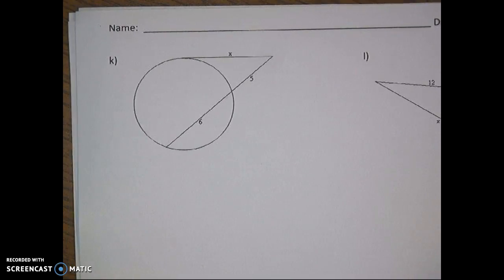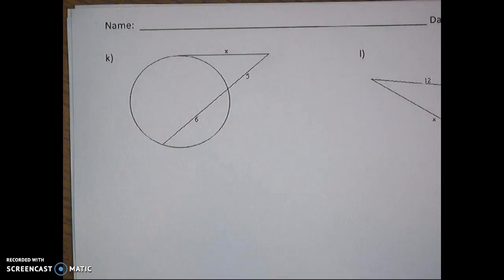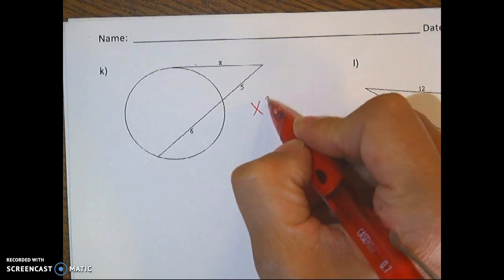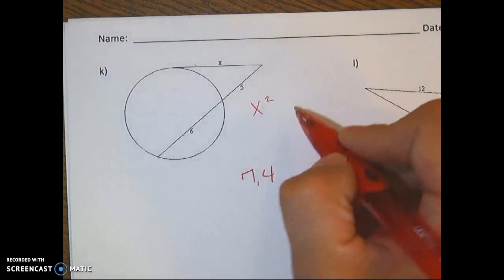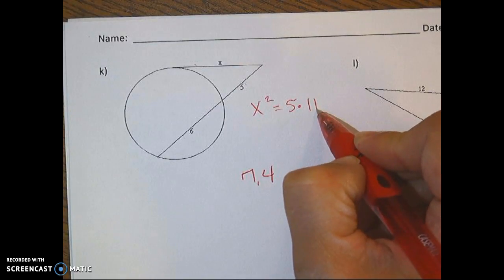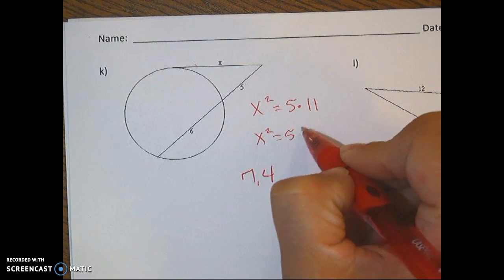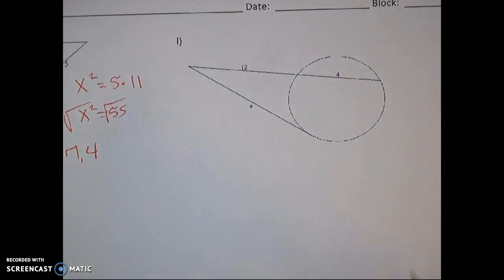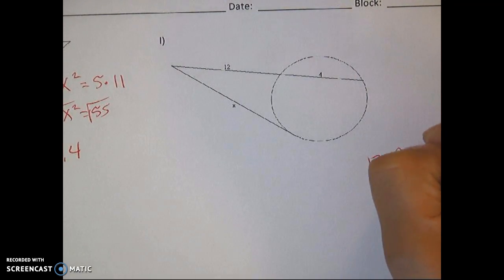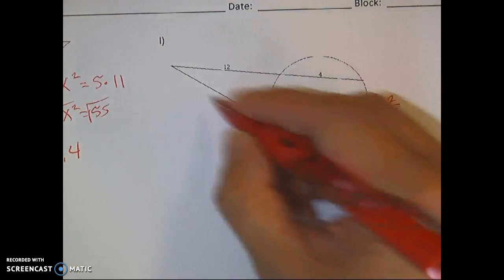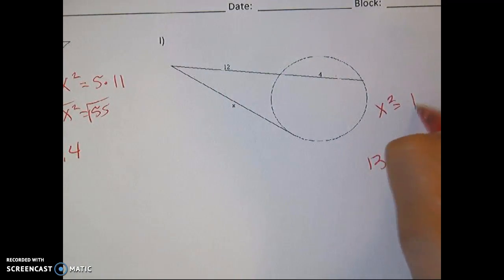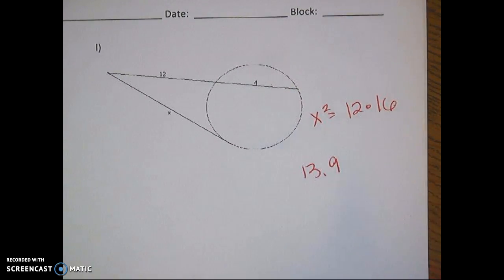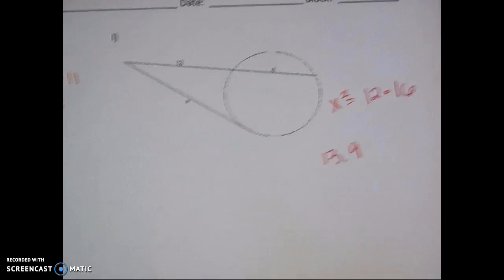Alright, with K, again, you were supposed to pause the video and do that one. You should have gotten about 7.4. That is your answer. This is the one where x squared equals 5 times the whole segment, which is 11. So it'll be x squared equals 55. Take the square root with your calculator. That gives you 7.4. And then L, you should have gotten about 13.9. Same type of problem. X squared, that's the tangent segment, is 12 times 16. When you do that, multiply those two, take the square root, you get about 13.9.